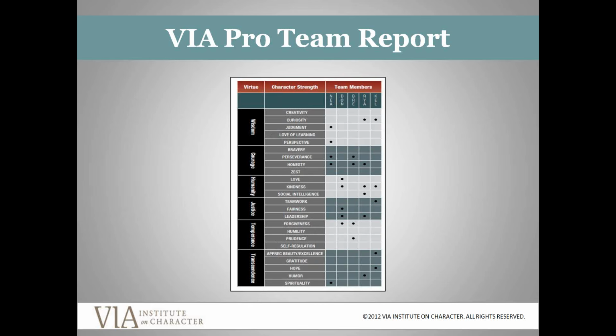You can also look horizontally to get a picture of which strengths have the strongest representation. Here you see that there are 3 team members that possess honesty and kindness as top strengths. You can also look at the virtue category level, which in this instance shows fairly even coverage across all 6 categories. This table serves as a good handout to offer each team member as a summary.